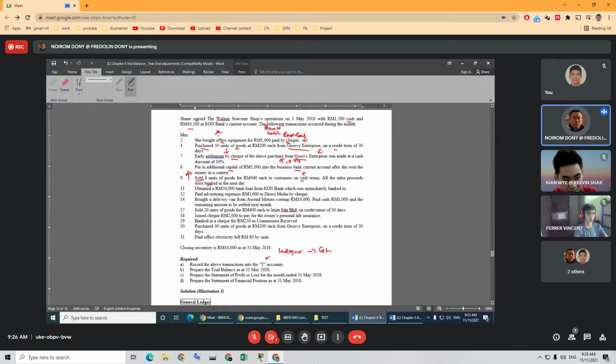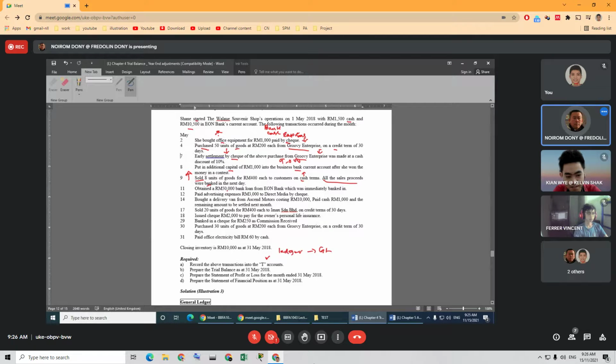And we bank in the next day. So meaning one day gap, isn't it? So at first we have to park in the cash account first. Then next day, we have a contra entry here. We have to reduce cash the next day, and then we increase the bank because of this wording: all the proceeds will be banked in the next day. Okay, we will see the entry later.